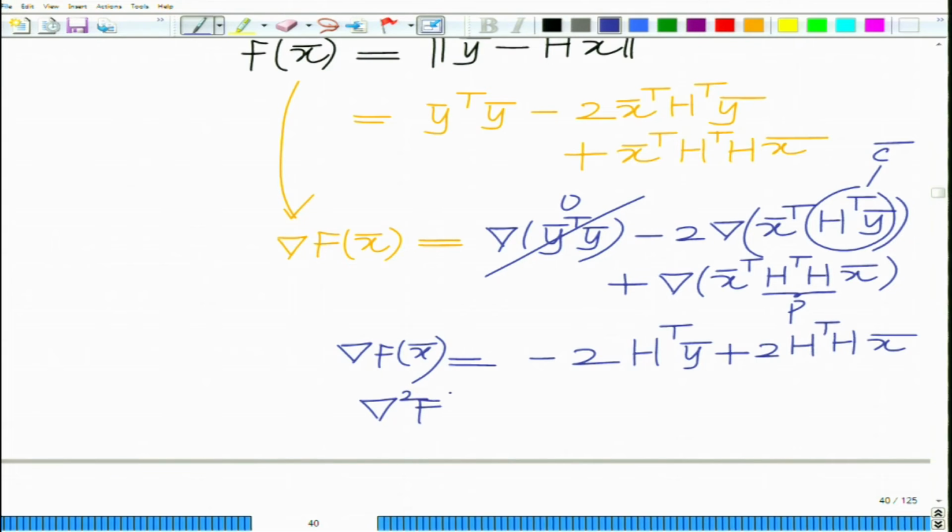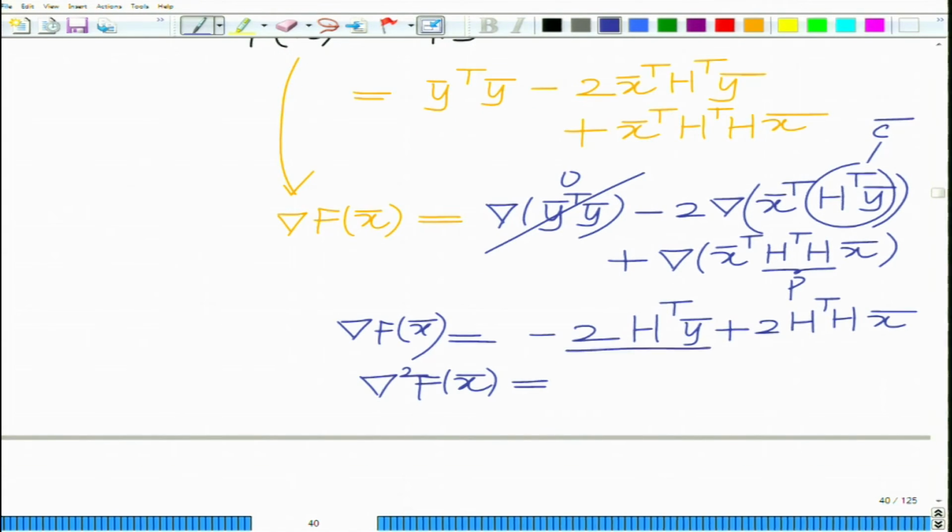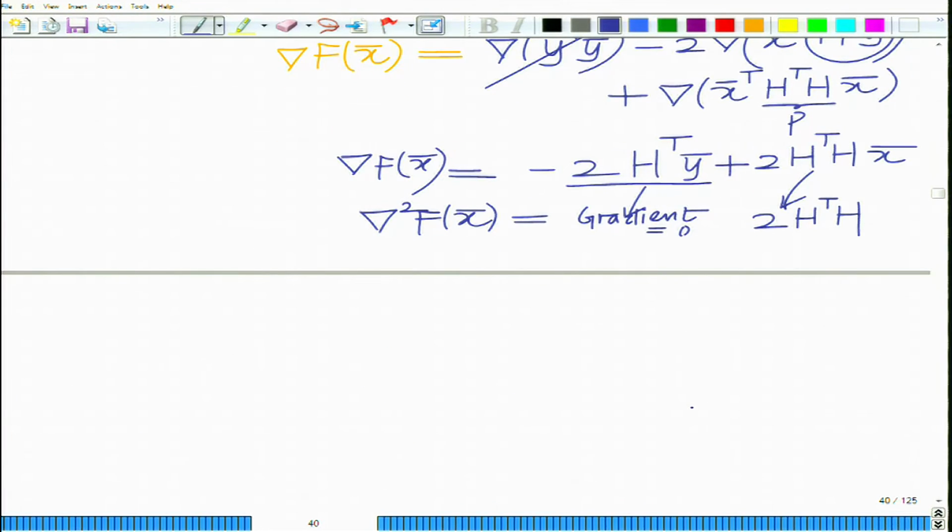And the Hessian will now be, if you differentiate this again, of course this is a constant term, the gradient of this is 0. Corresponding to this, we have already seen twice P into x bar; if you take the gradient of that, that will be twice P. So this will be twice h transpose h. So the Hessian of this reduces to twice h transpose h.